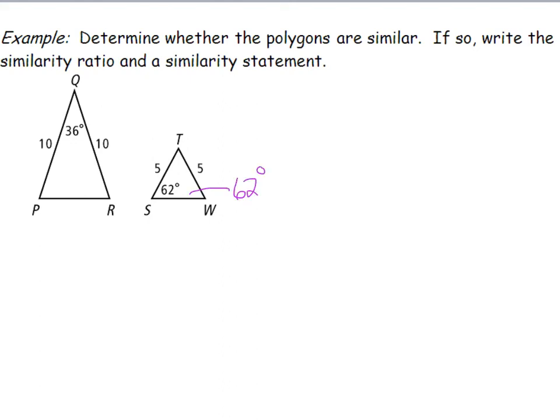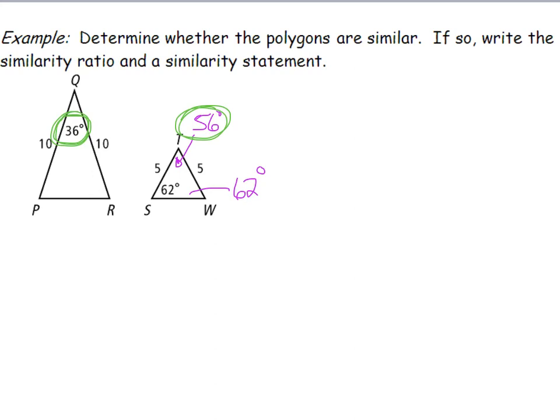Now, 62 plus 62 gives us 124. And if I'm working with 124 degrees, we know 180 degrees make up a triangle. So you take 180 minus 124, I'm left with 56 degrees. But wait. If I look at it, and I look at the other triangle, it does not look like those corresponding angles are congruent. So, are these 2 triangles similar?